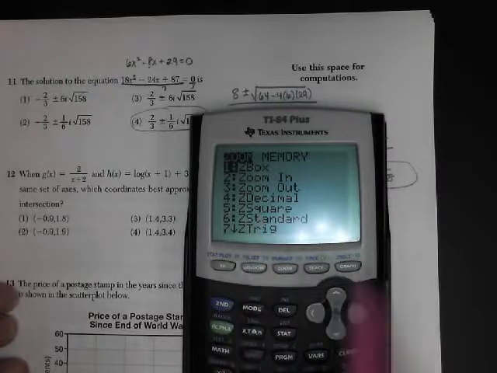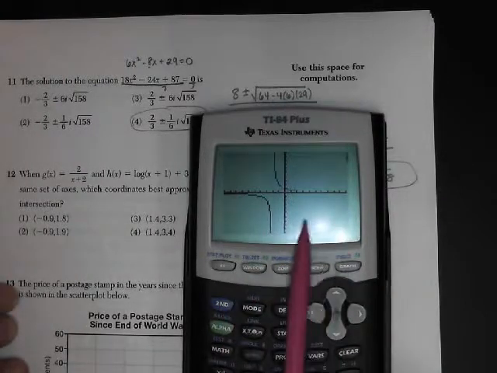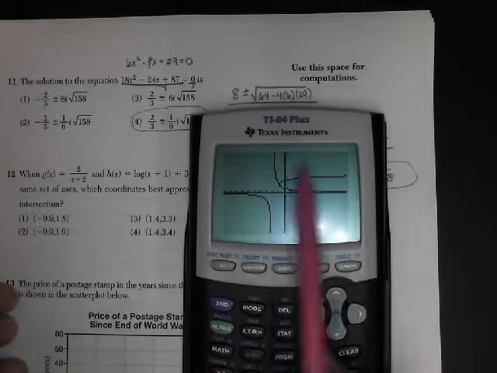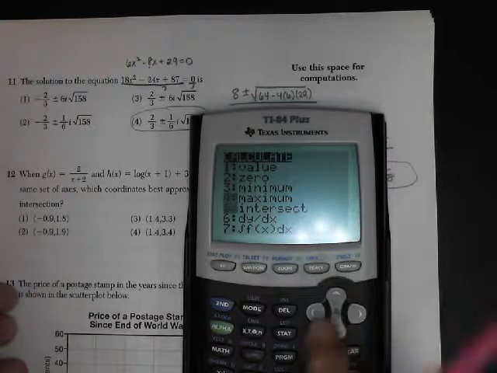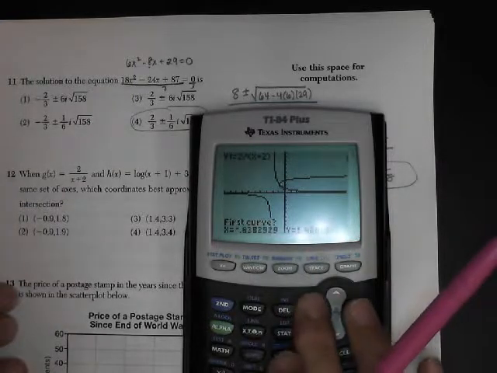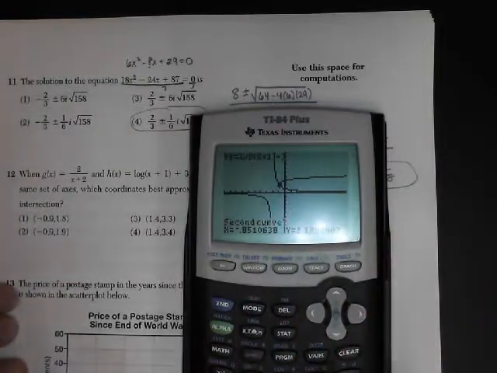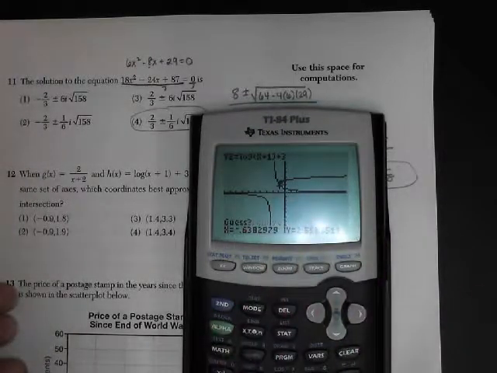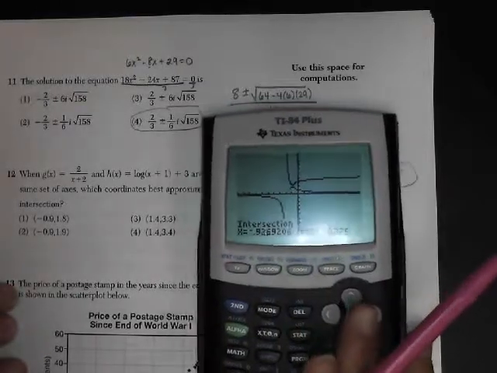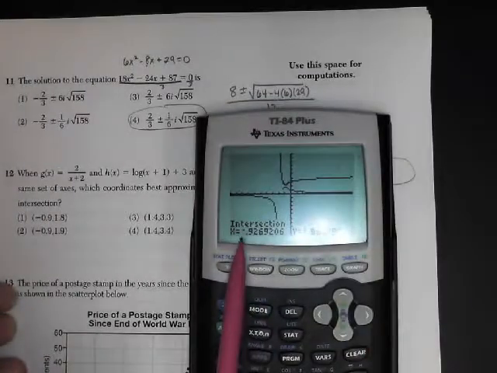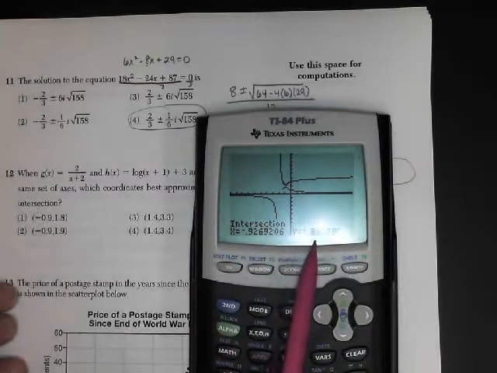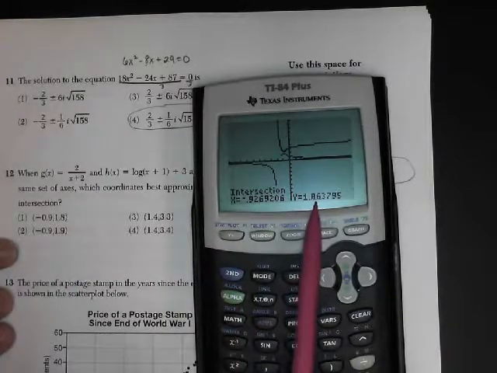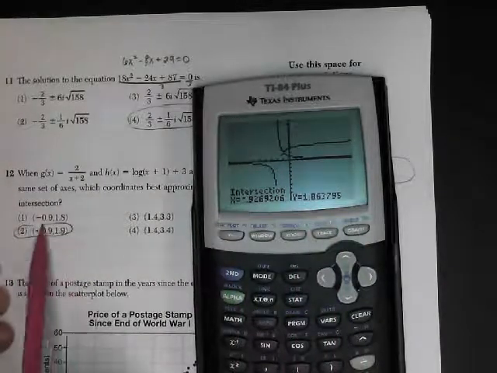Zoom 6 standard to start, that resets negative 10 to 10. So there's our rational. Let's see if our log crosses that at all. It sure does right there. So I'm going to do second trace, option 5 intersect, and then scroll to that location on my rational, and scroll to that location, which my cursor already is on the log equation, and I get negative 0.9 and 1.9. Negative 0.9 and 1.9 is, 86 would go to 9, so that's option 2.